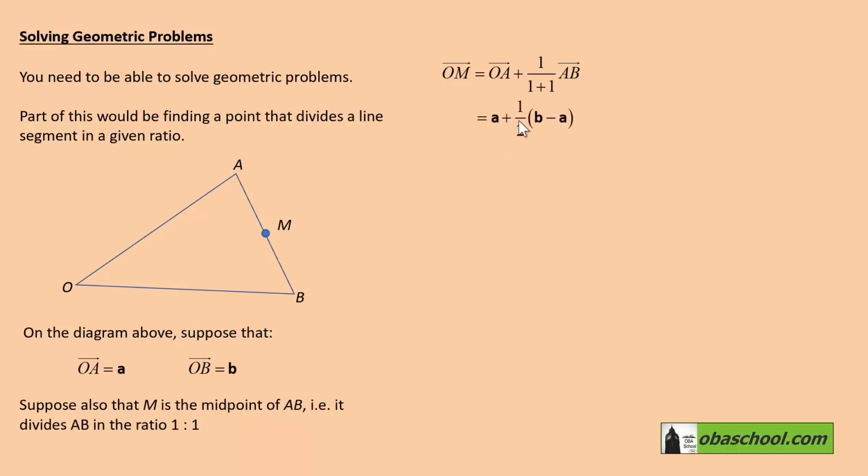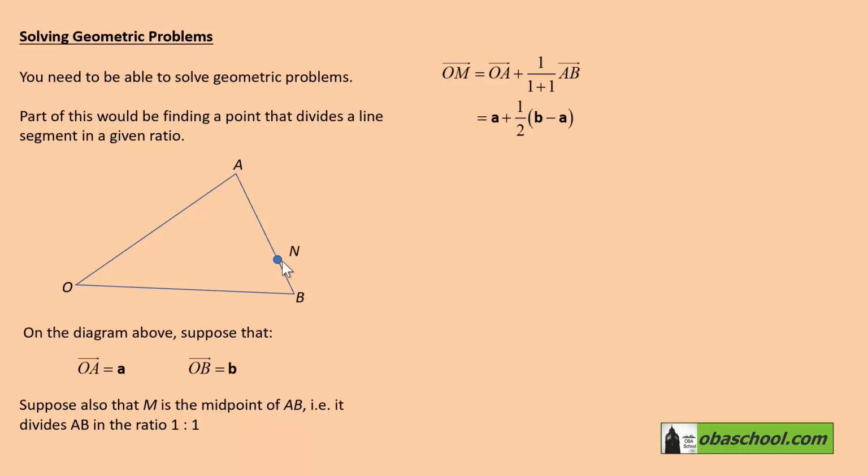So that's A plus a half B minus A, because OA is A. And think about how we go from A to B. In terms of vectors, we go backwards towards O, which is the negative A, and then forwards to B, which is the positive B. So B minus A is AB.